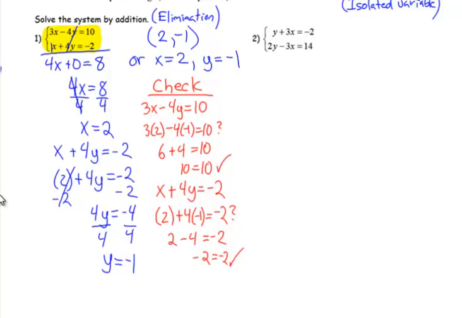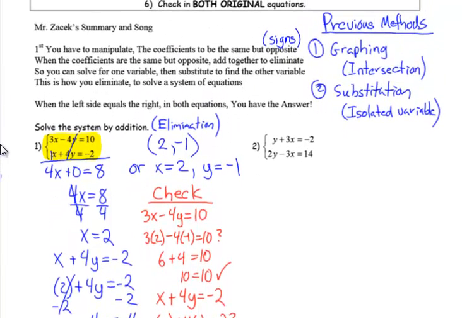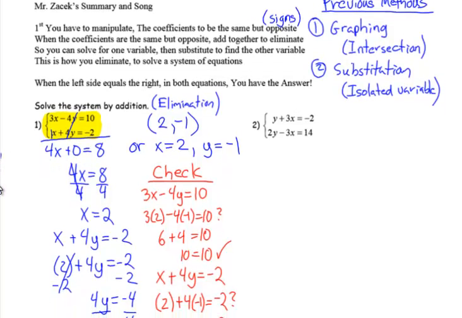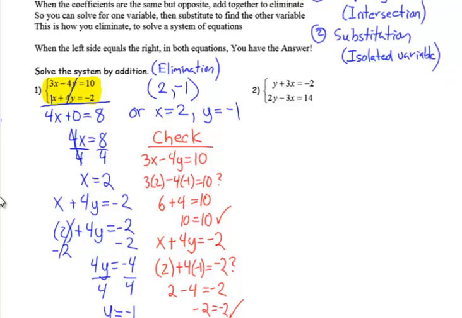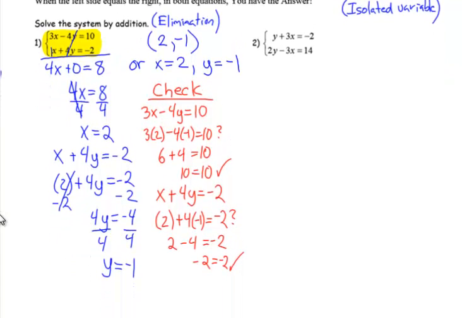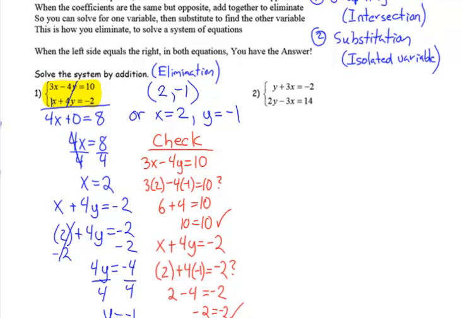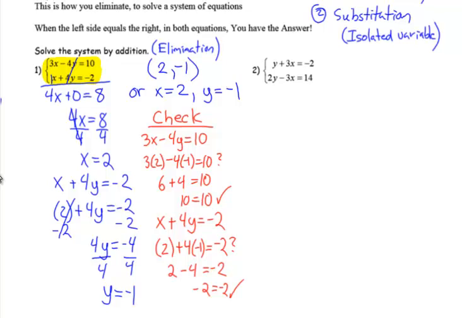Okay, so let's look at that song and let's look at what we did here. First you have to manipulate the coefficients to be the same but opposite. They were 4 and -4. When the coefficients are the same but opposite, add together to eliminate. We did that. That's where the 0 came. So you can solve for one variable. We solve for x, then substitute to find the other variable. We plugged it in and found y. This is how you eliminate to solve a system of equations.